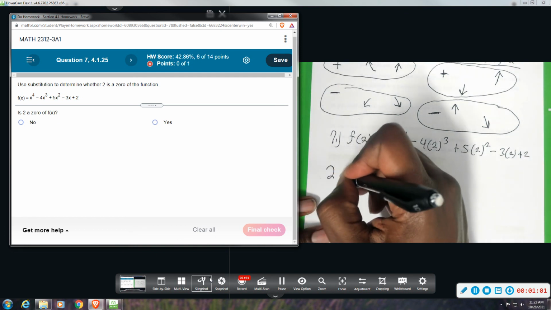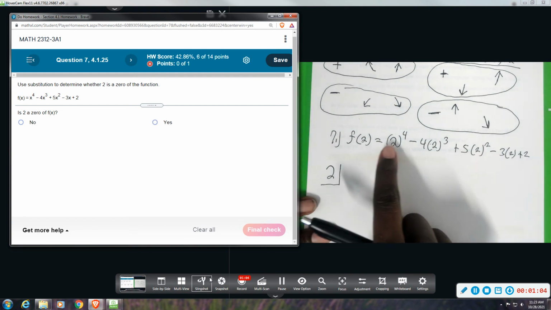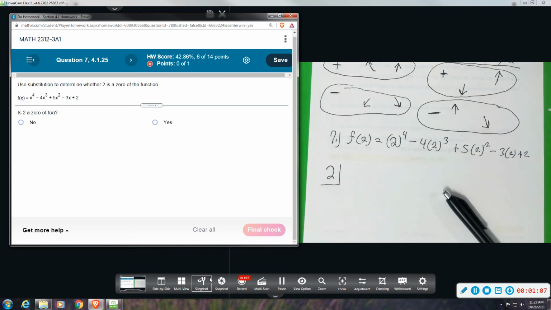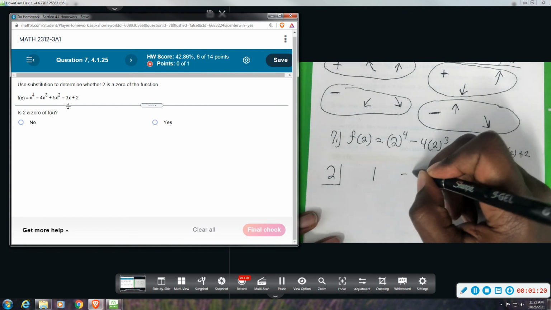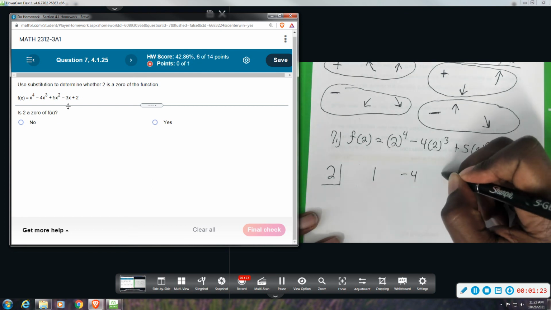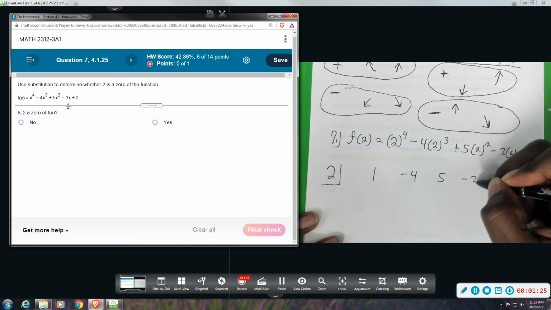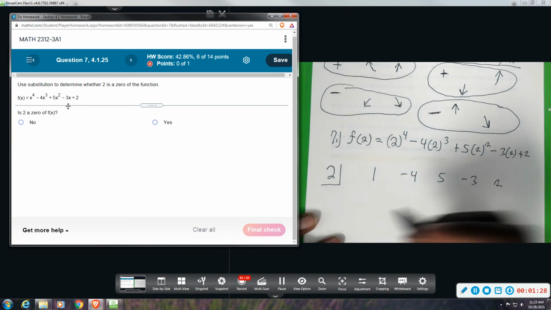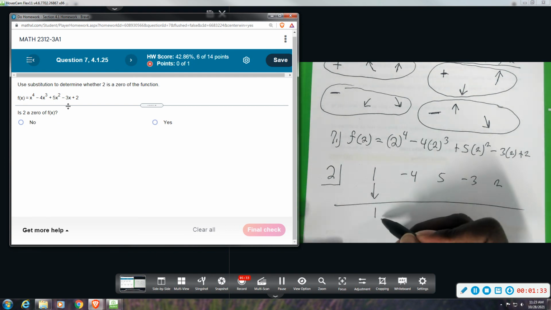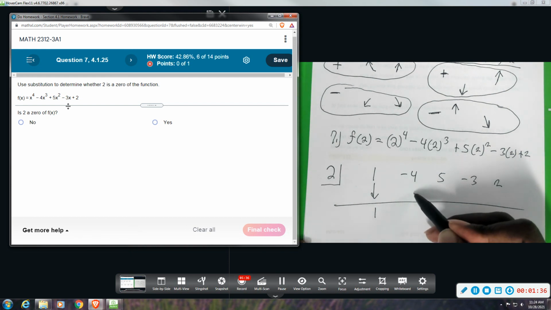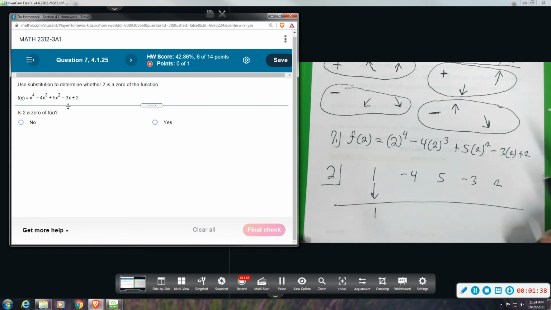You can put 2 in your little box and then look at each of your terms from your original polynomial. So over here we have x to the 4th, 3rd, 2nd, 1x, no x. So we're going to list all the coefficients only. So in front of x to the 4th is a 1, and then a negative 4, and then a positive 5, negative 3, and then a 2. Draw a line, bring the first term straight down, and then everything below the line you're going to multiply by 2, write the result in the next space provided, and then add or subtract according to the signs.